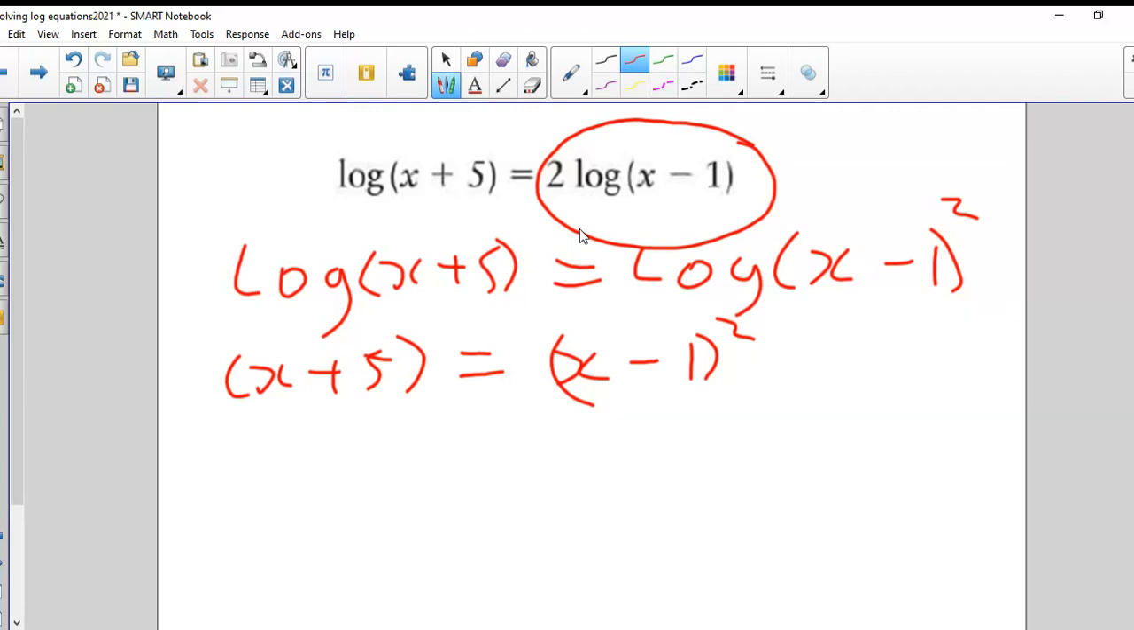We need to solve this equation. And of course, we also have to check our answers and make sure our answers are good at the end. But let's just finish solving this. What do we do next? What do you think?